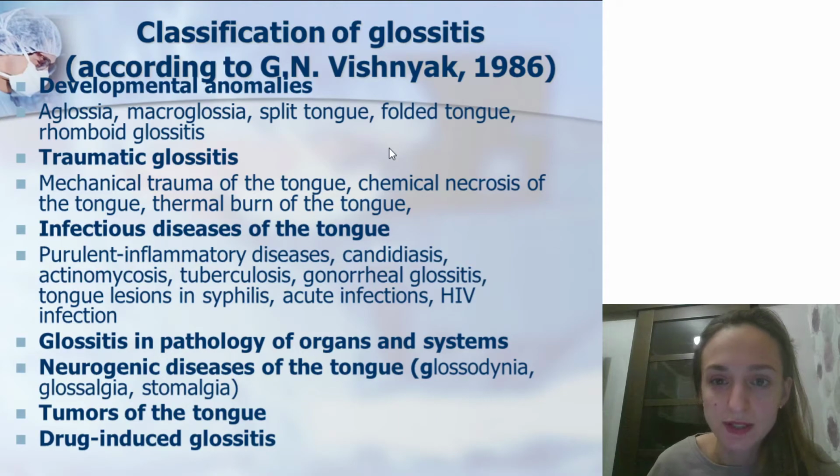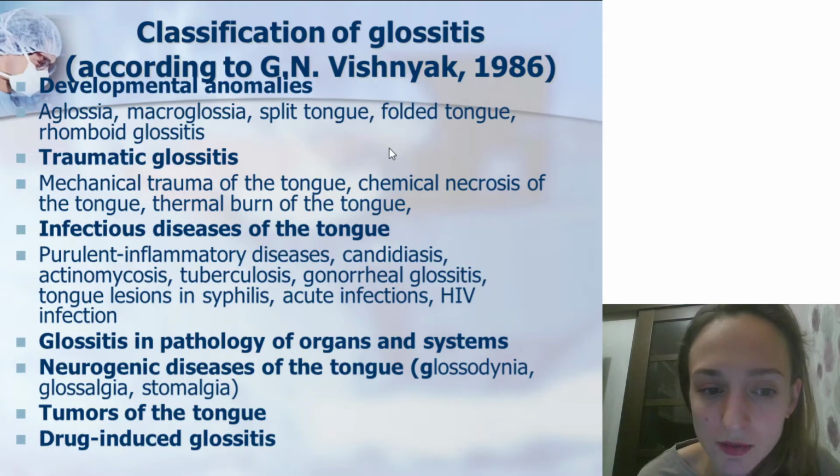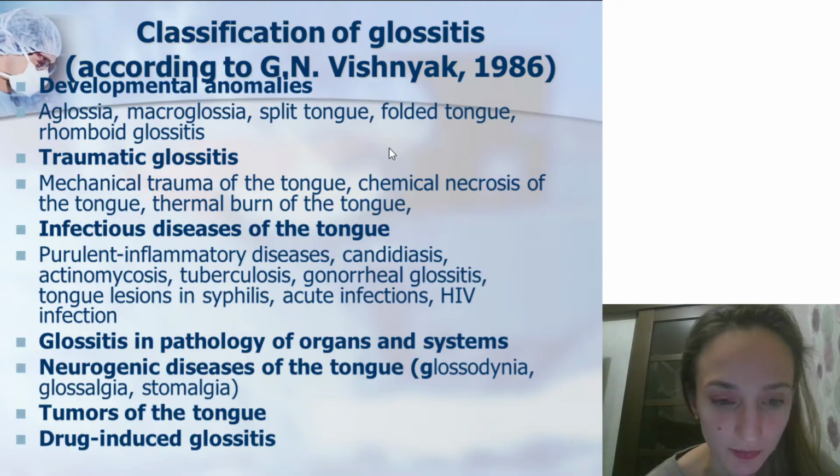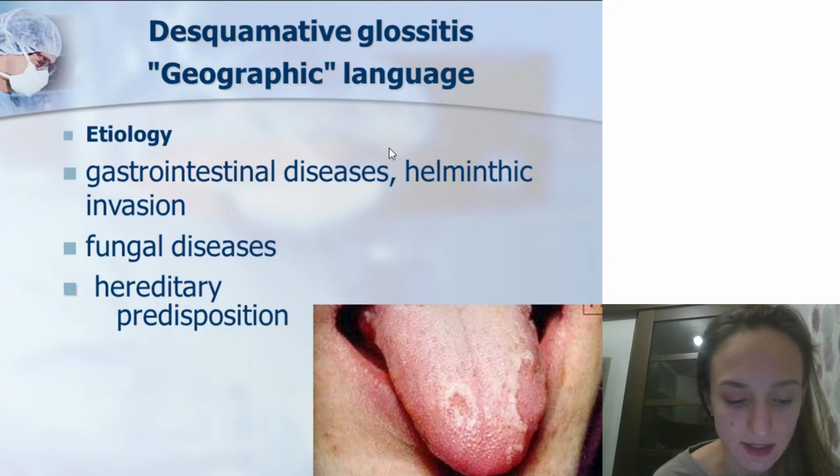And next one, classification of glossitis. So you should know about traumatic glossitis, infectious diseases of the tongue, glossitis in pathology of organs and systems. Then neurogenic diseases of the tongue, tumors of the tongue, drug-induced glossitis, and first of all, it is desquamative glossitis or geographic tongue.